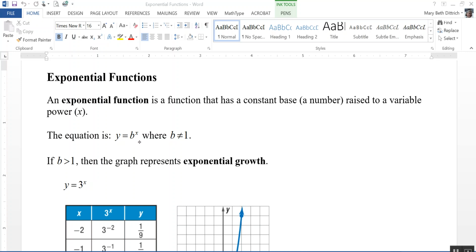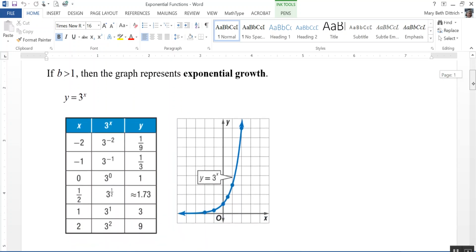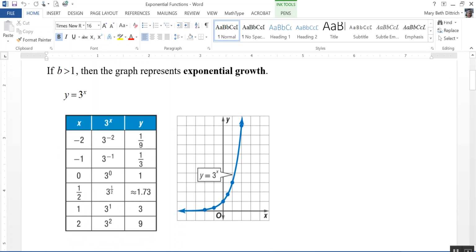Notice why b can't be equal to 1. If b were equal to 1, you would have y equals 1 to the x, and 1 to any power is always 1. So b can be greater than 1 and b can be less than 1. If b is greater than 1, then the graph represents exponential growth.